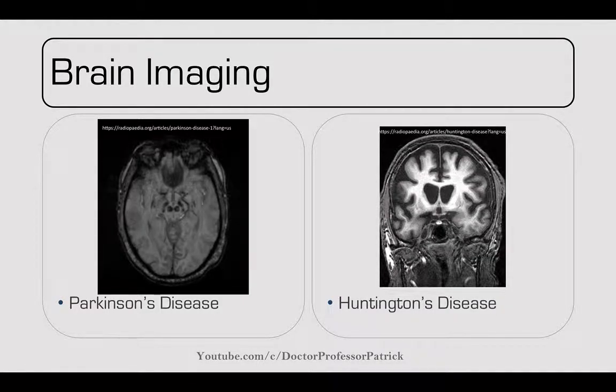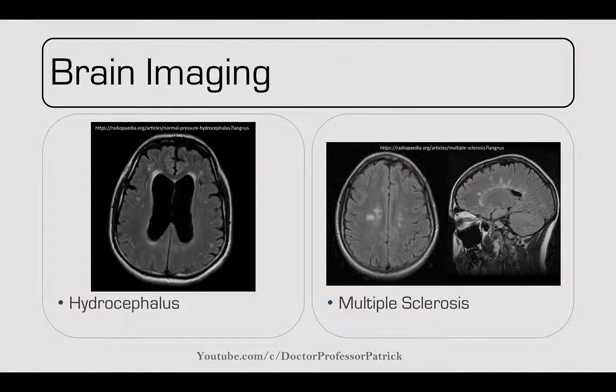Parkinson's disease, where you get degradation of the substantia nigra, versus Huntington's disease, where it's loss of the caudate nucleus. There's increasing hydrocephalus here, so this could be due to NPH or obstructive hydrocephalus. Multiple sclerosis has multiple hyperintensities found on MRI, and if you look coming off of the corpus callosum, you can see Dawson's fingers.